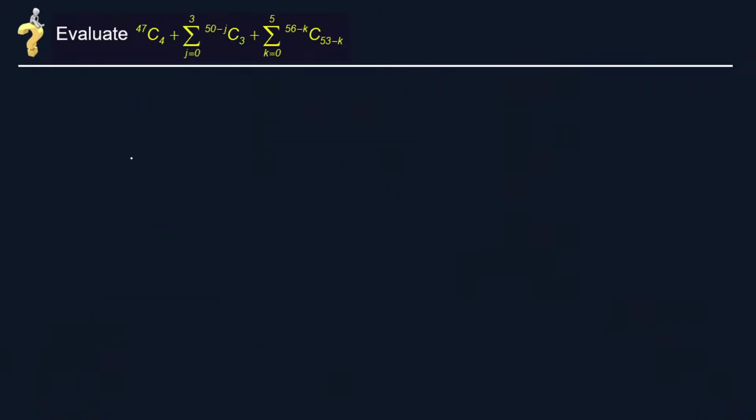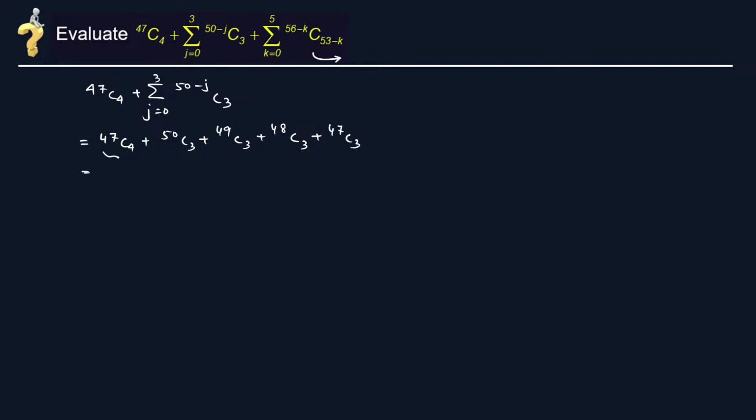It has been asked to evaluate this expression. The first term is 47C4 plus sigma j equals 0 to 3, (50 minus j)C3. I'm not writing this right now; I'm simply calculating these first, and whatever answer we get, we will add with the last term. So here we can write 47C4 plus 50C3 plus 49C3, 48C3 and 47C3. Now, if I combine these two, it is basically 47C4 plus 47C3.